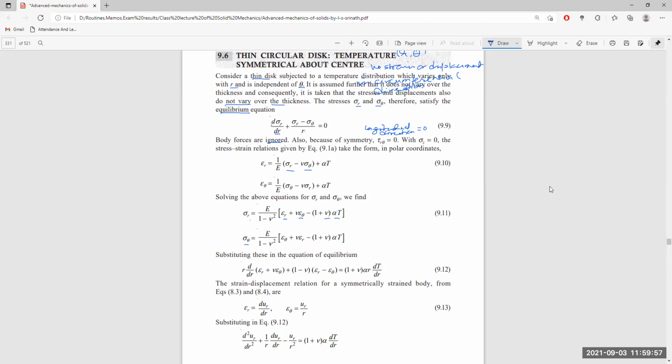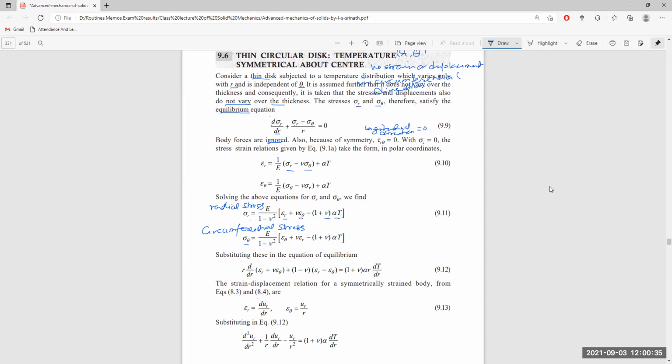Then, in the case of circumferential stress and radial stress, sigma r is equal to E by (1 minus mu squared) into (epsilon r plus mu into epsilon theta) minus (1 plus mu) into alpha into T itself. Sigma theta is the same except that theta and r change positions itself.